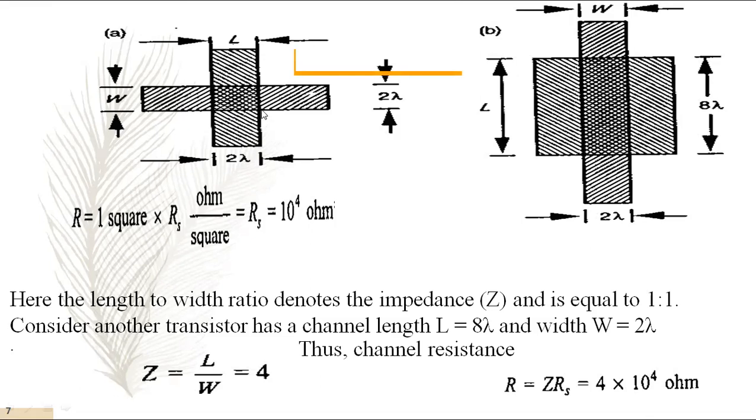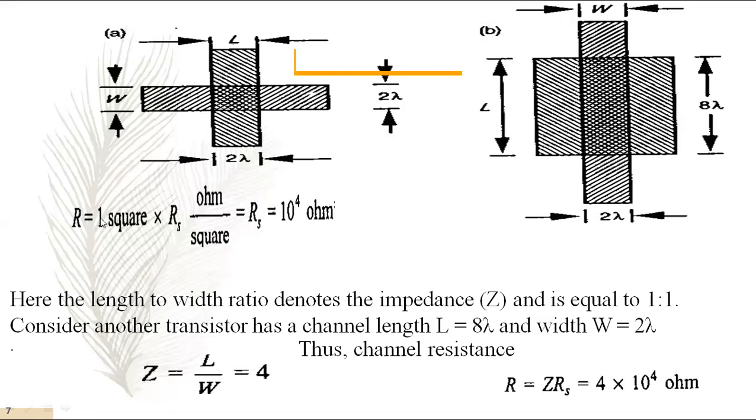For an NMOS transistor, length equals 2 lambda and width also equals 2 lambda. The length and width of the diffusion, as well as the polysilicon width and length, should be 2 lambda. That is simply 2 lambda by 2 lambda. Length and width are the same, so it is a square.